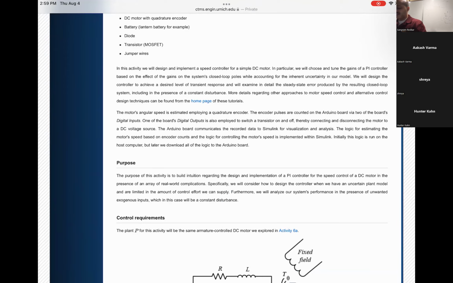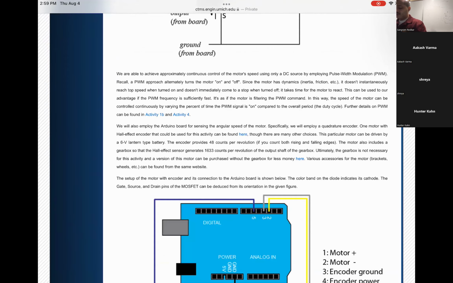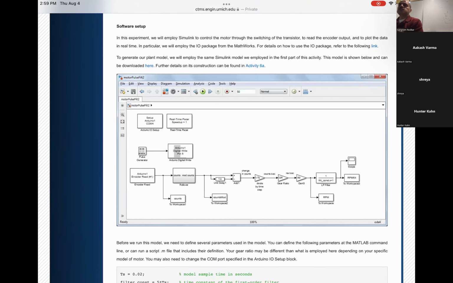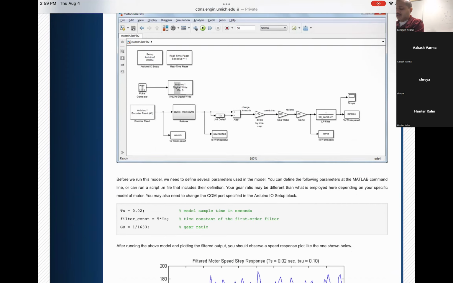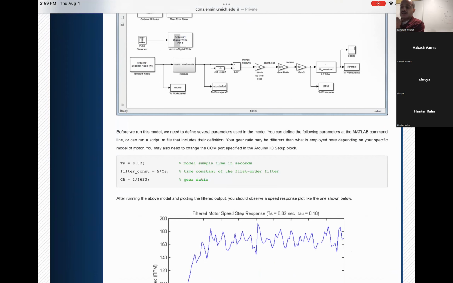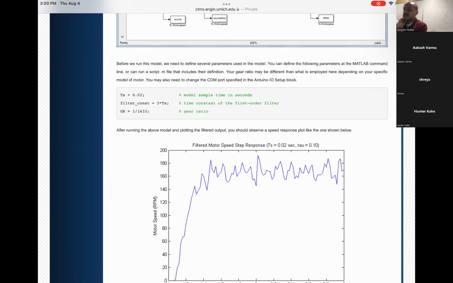In part B of this activity, what I want you to do is build on this Arduino Simulink diagram and then implement a controller. And here, they will specify what type of controller we need to look at, what should be the filter constant, and what is the gear ratio.